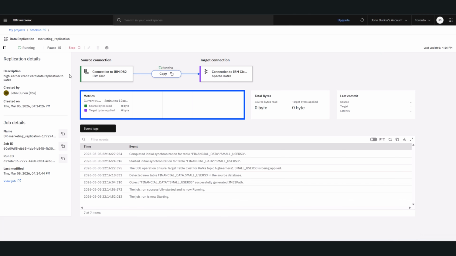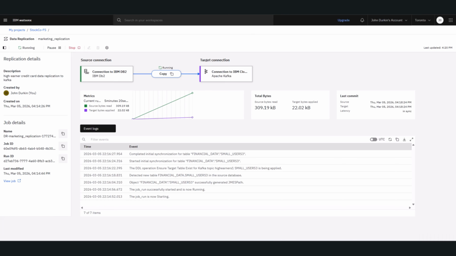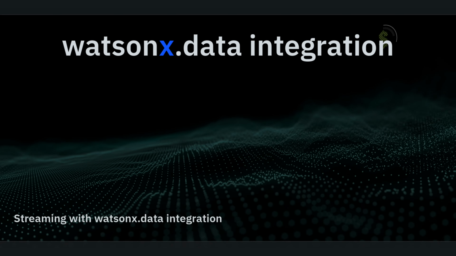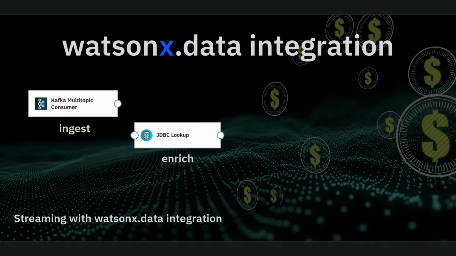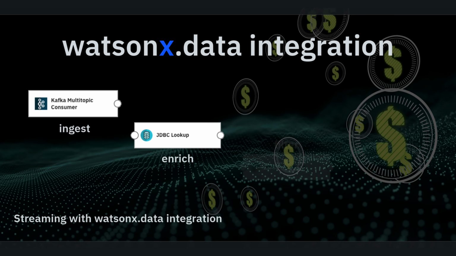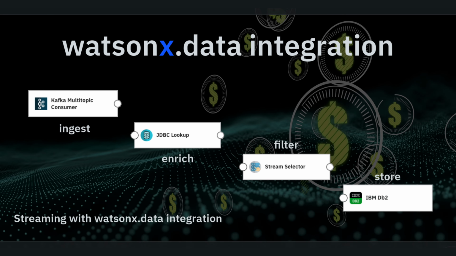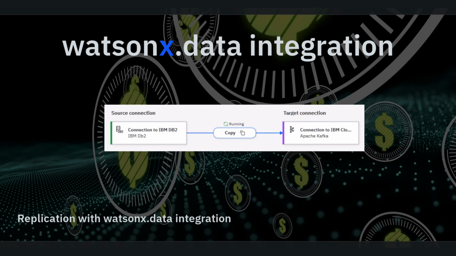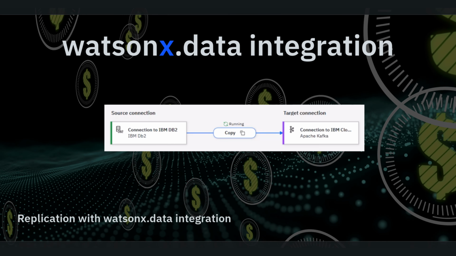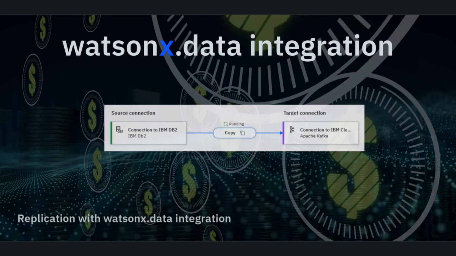The metrics graph updates in real time as well and shows us how much data is being replicated to the target. And that's it! In a matter of minutes, we were able to pull streaming credit card transaction data together with demographic data from a database, and then enrich and filter it before landing it in a cloud database. Finally, we replicated a table from the cloud database to another Kafka stream to power additional use cases.